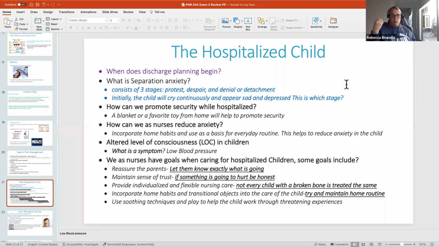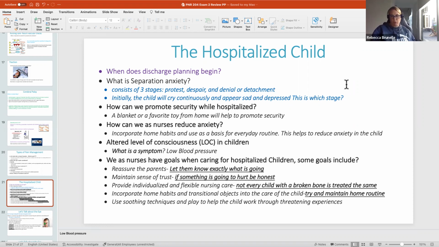This can be associated with specific age ranges, with an older kid more likely to experience denial than a younger kid. But you can go through all 3. A 3-year-old can go through protest, despair, and denial in a single hospitalization, just as the separation from their parent continues. So when you're trying to support a kid through the hospitalization, you want to make it as secure an environment as possible.